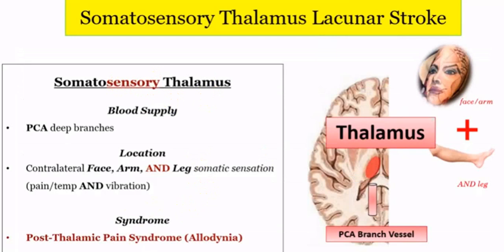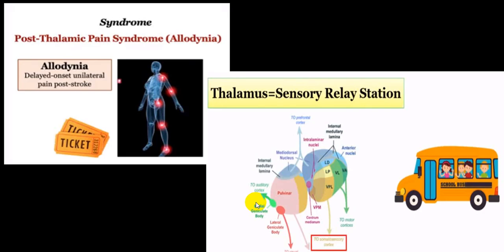And if thalamus is involved, the person can have post-thalamic pain radiation. That will be thalamic pains. It is also described as thalamic pains. So that can be a part of thalamus involvement. So the person will have allodynia, and thalamus is a center for sensory realization.